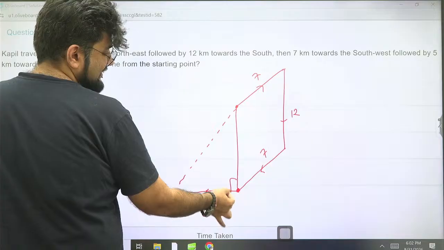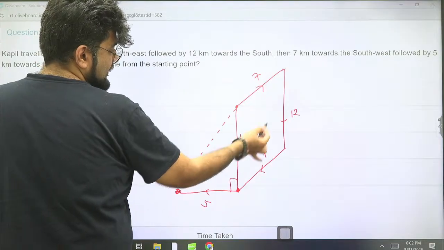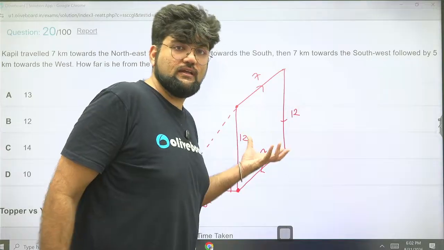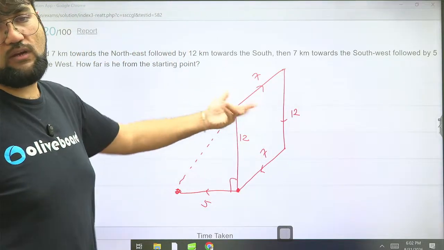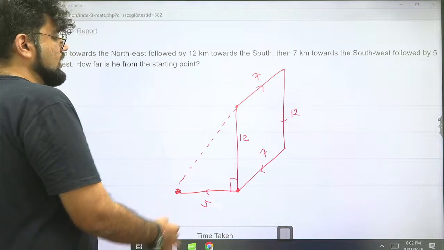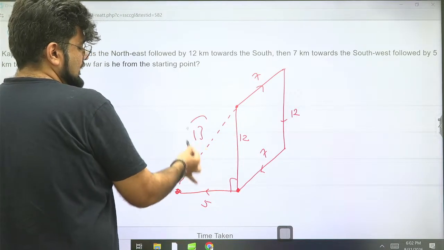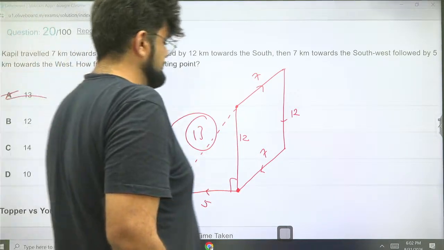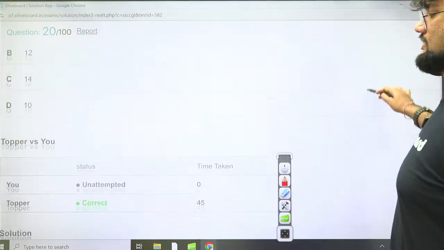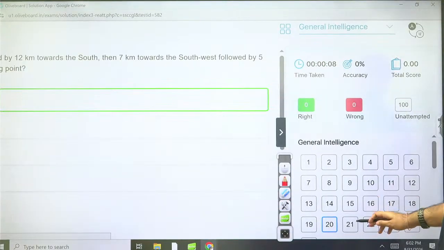This is a 90-degree angle and this side is 12. Why? Because this is a parallelogram. It does not have to be a rectangle or a square only. Any quadrilateral which has opposite sides equal can work here. So this is a parallelogram, 12 and 12. So this is 12, this is 5, in a right angle triangle, this is 13, the hypotenuse. So option A is the right answer. Cool. A simple figure had to be drawn, that's it. 45 seconds, too much for a direction question.